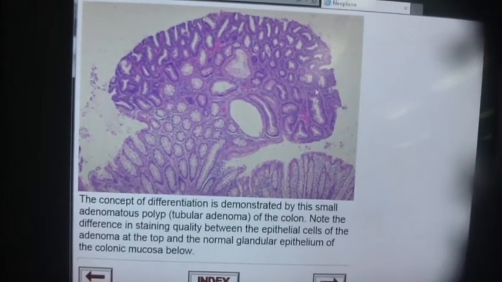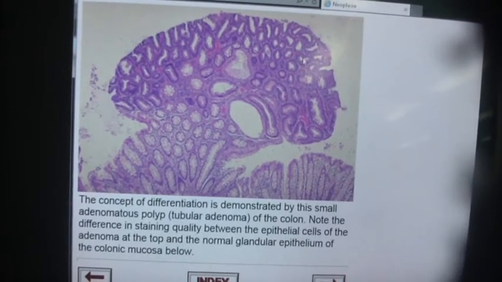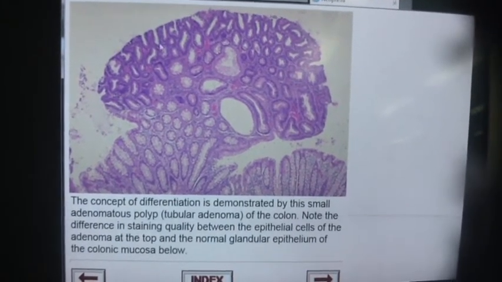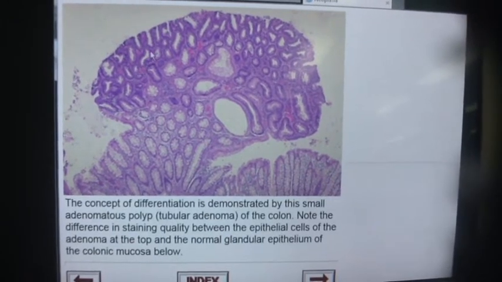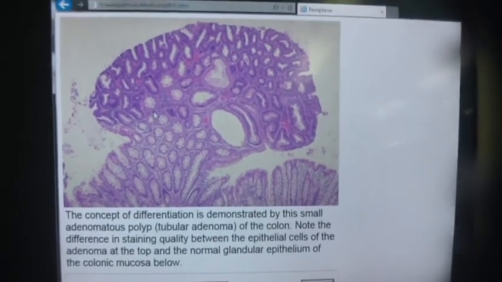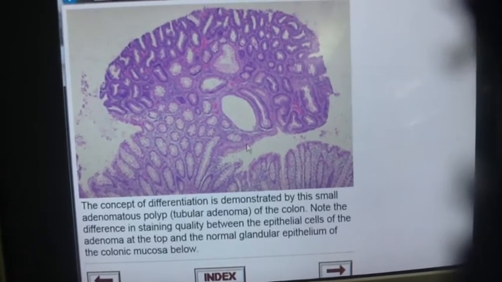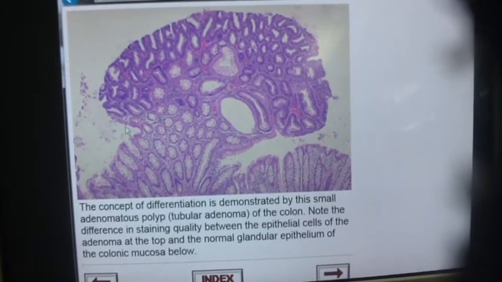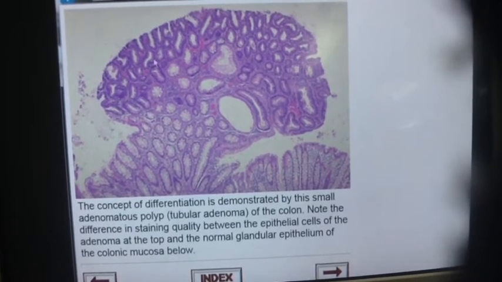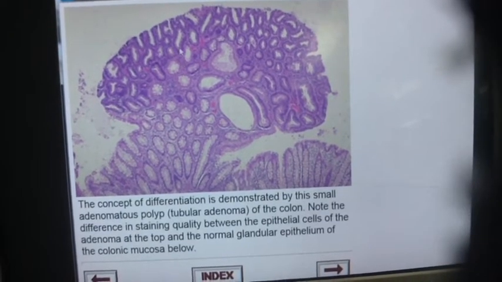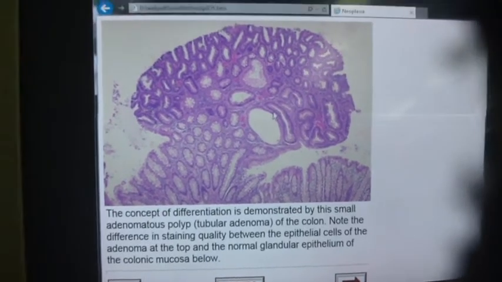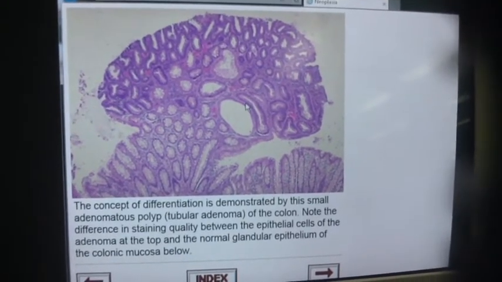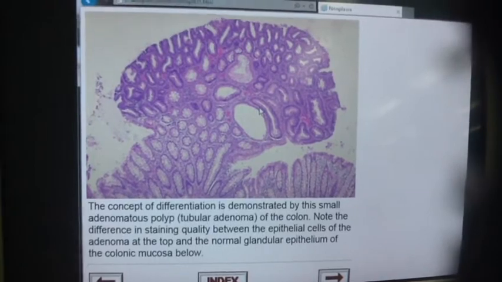So in this example, all the colonic mucosa or crypts are arranged in a tubular architecture. All these glands are arranged as tubules, so this is a tubular adenoma. However, if we have villous architecture, we will call it villous adenoma. And if we have a mixture of tubules and villi, then we will call it tubulovillous adenoma. So in this example, we have adenomatous polyp, a tubular type.